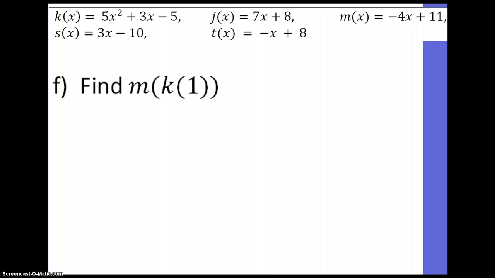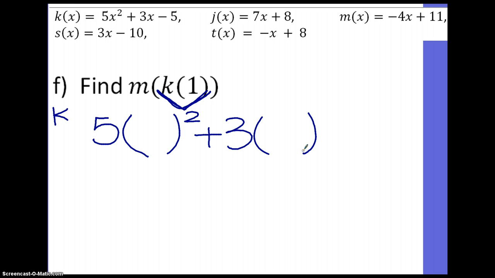Okay, we're going to do the same thing, same type of problem. So we're going to plug in the 1 for k, get the answer, and then plug it into m. So I'm going to write out k, leave a spot for x, and then the rest of the function. So the 1, we're going to plug in a 1 for x. You could just type this all in the calculator and get the answer. Or order of operations says that we square. So 1 squared is 1.